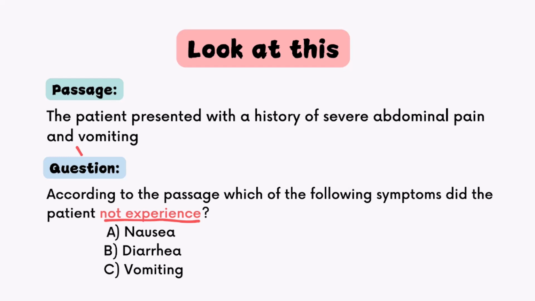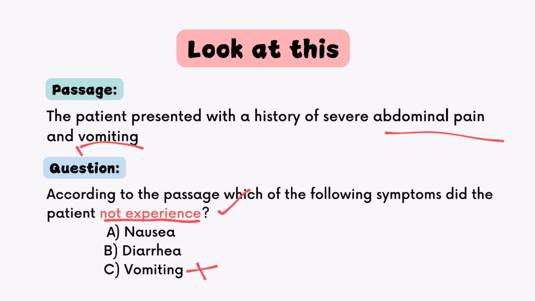In the passage, they have already mentioned abdominal pain and vomiting. So vomiting is a symptom the patient already had. In your question, what they have asked is not experience. Not experience means the patient has no symptom. So you can eliminate vomiting, right? All right. Then about diarrhea and nausea, they have given these as the other two options.